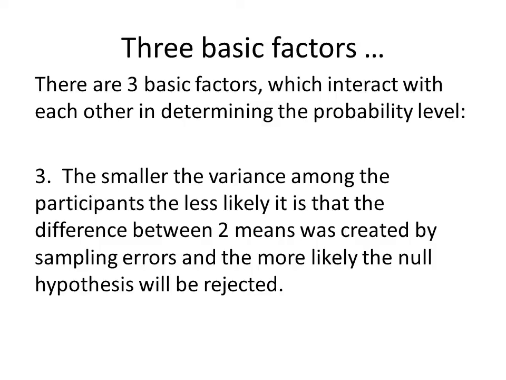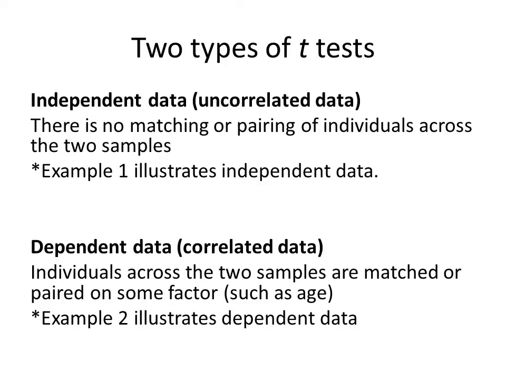And considering this particular principle, we have to think about if there's a population where there is no variance, and everyone is identical, so everyone looks alike, thinks alike, speaks alike, and acts alike, there is less variance. And so the smaller the variance among the participants, the less likely it is the difference between the two means was created by sampling errors, and the more likely the null hypothesis will be rejected.